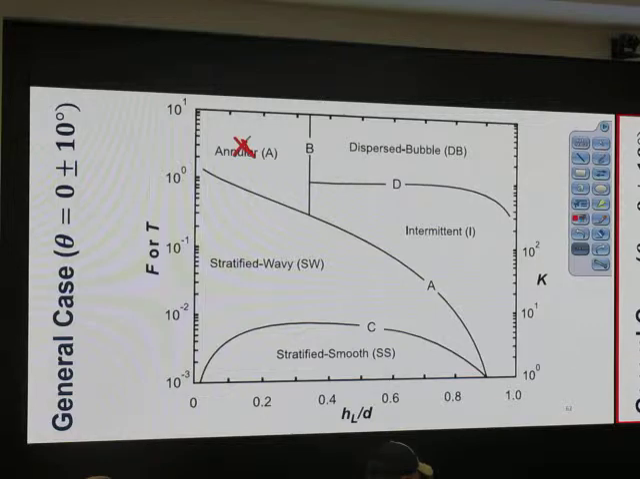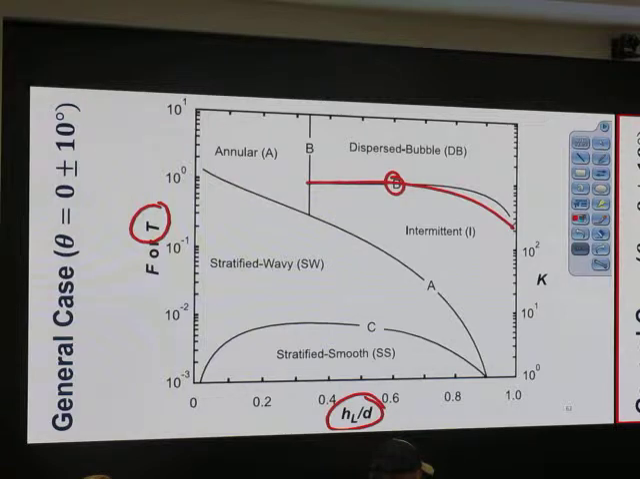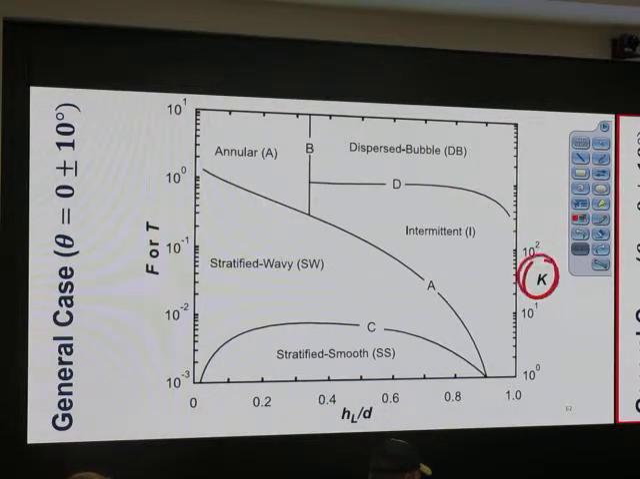If it is not annular flow, then we check transition D. Transition D is a plot of capital T versus H tilde or HL over D. So if T is below that line, then it's intermittent flow. If it is above, then it's dispersed flow. Good? Alright.